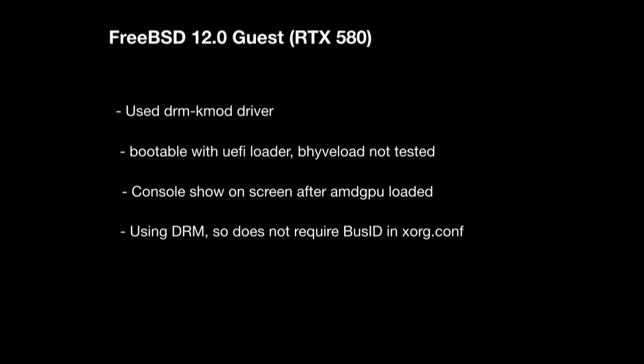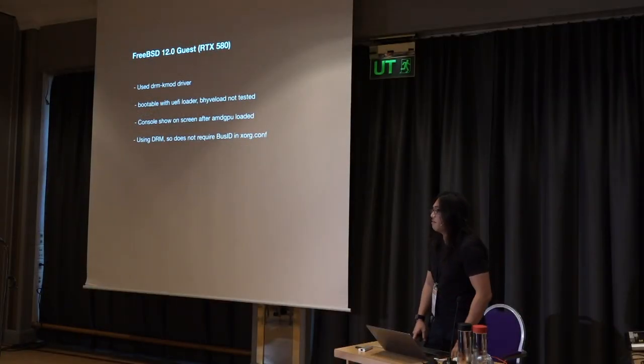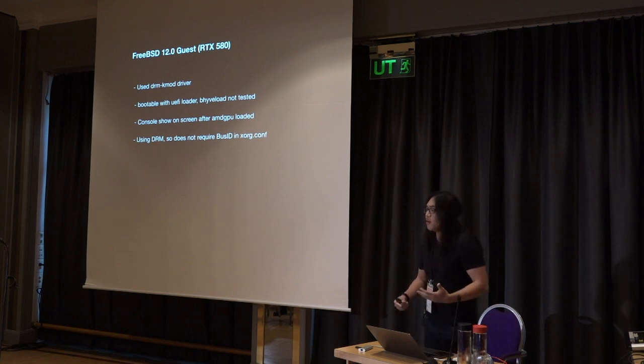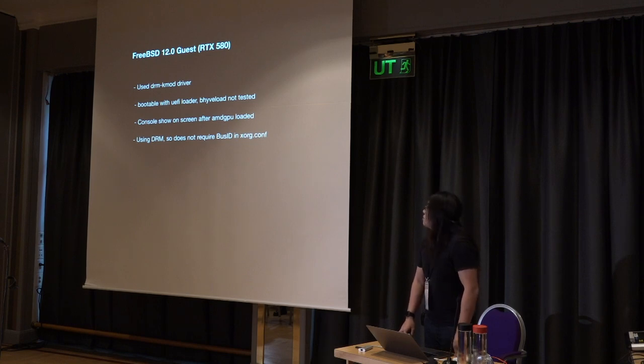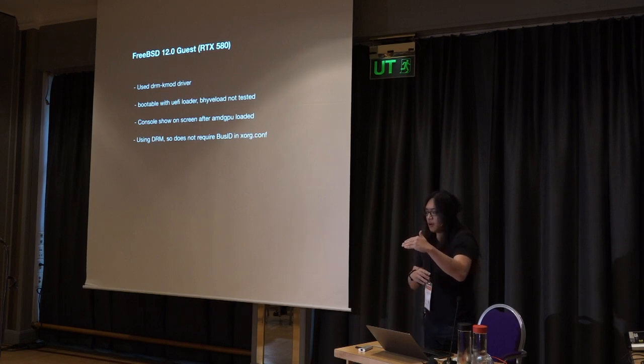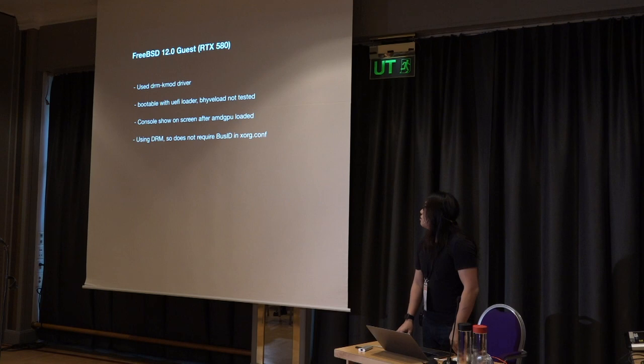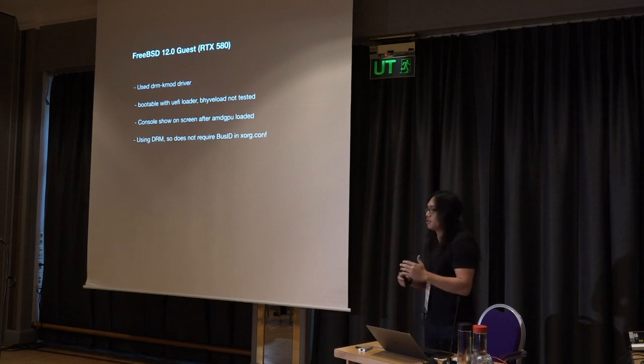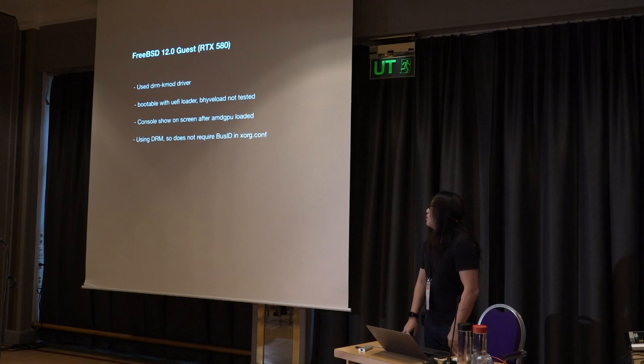So the next one obviously is the AMD Radeon driver, which uses the DRM kmod. I was curious about this because originally I thought there was some magic in the Nvidia driver that somehow knows how to initialize a graphics card without the VGA BIOS, but it turns out the DRM kmod actually just worked. So you get the loader prompt from your COM console, but at the point that it loads amdgpu.ko, the console actually shows up on the screen. So everything just worked. You don't even need a bus ID.